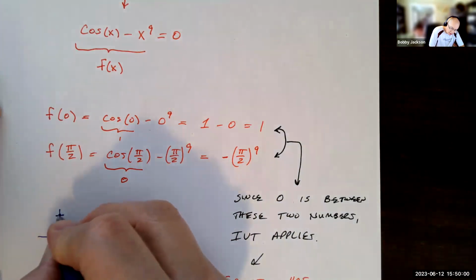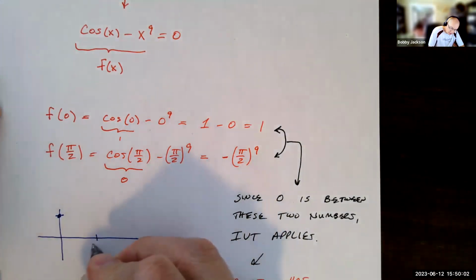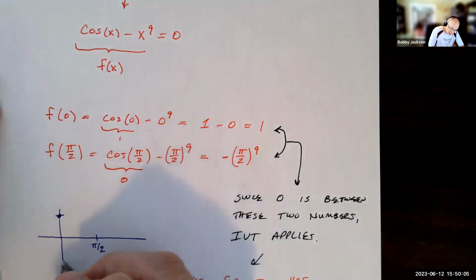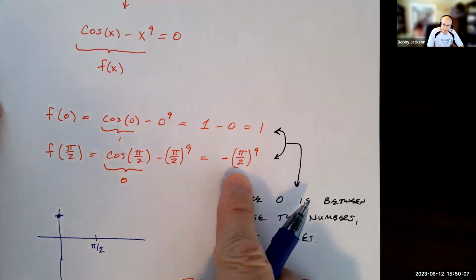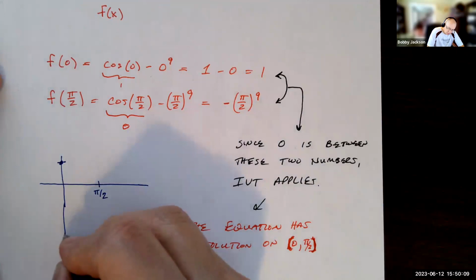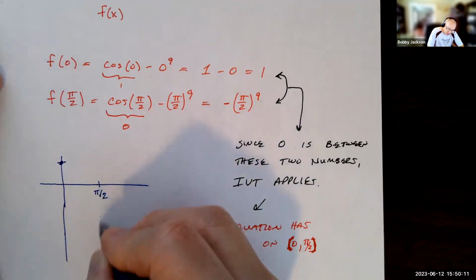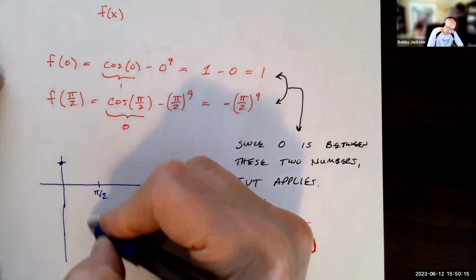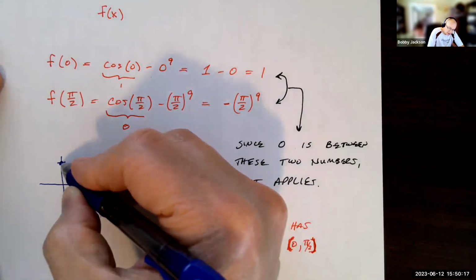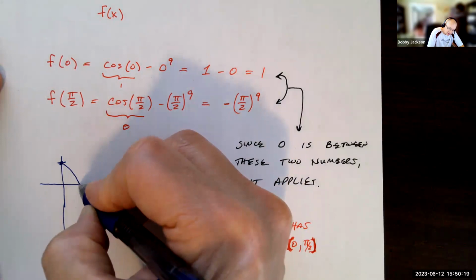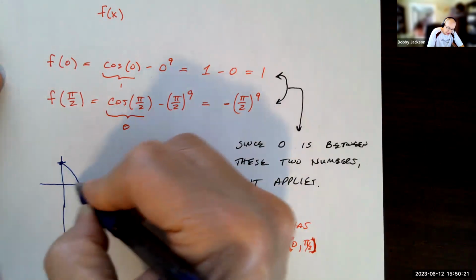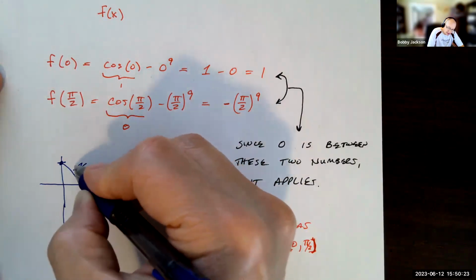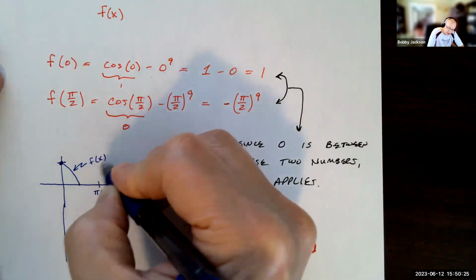So basically what we're saying graphically here is at 0, I know the value of the function is 1, so it's up here. At pi over 2, which is about 1.57, it's negative pi over 2 to the ninth power, which is way down here somewhere, I don't know where it is, but it's negative. So if I'm drawing the graph connecting these 2 points and it's continuous, I'm going to have to hit the x-axis, meaning the function f of x would have to be equal to 0 at that point.